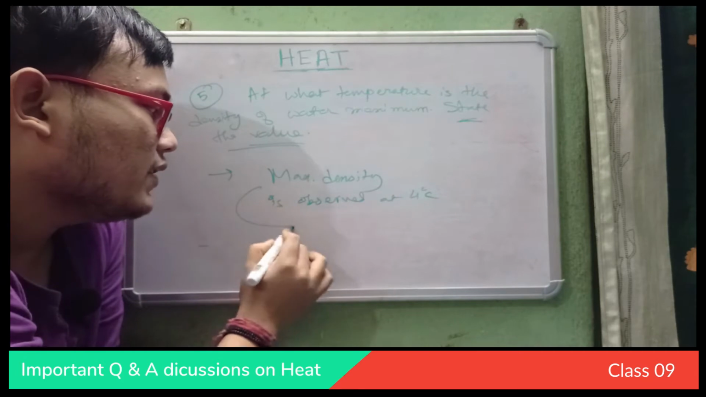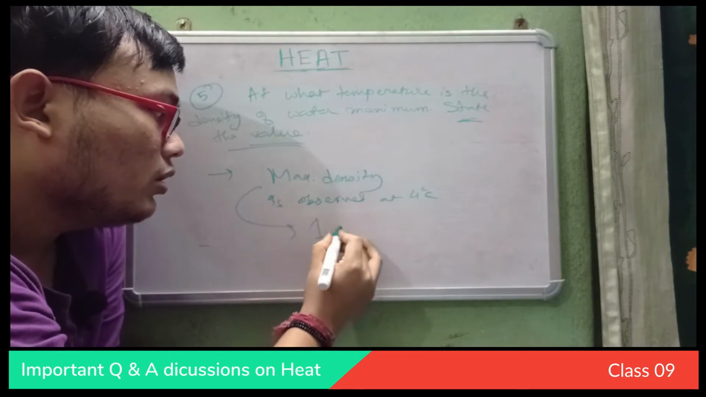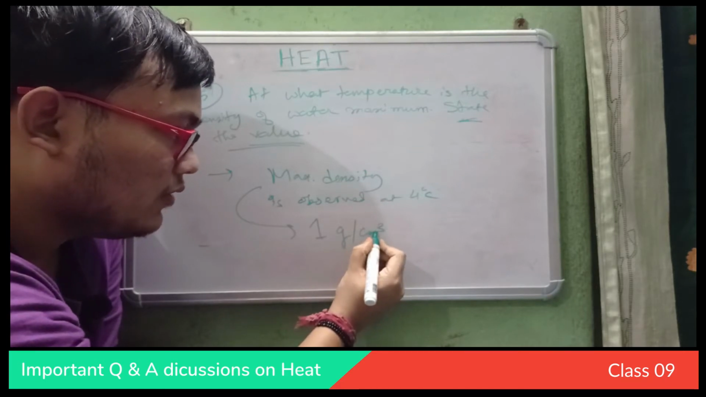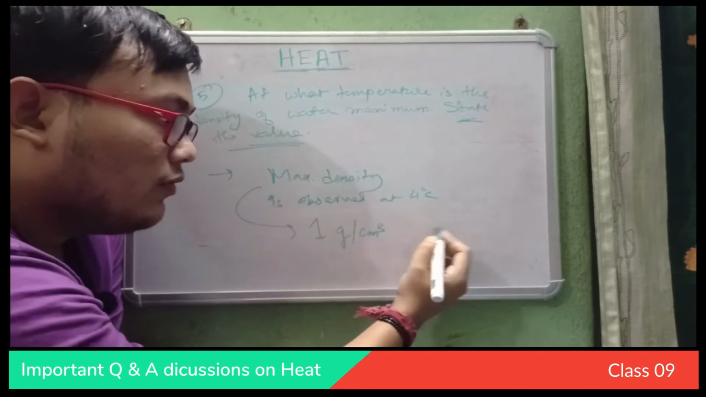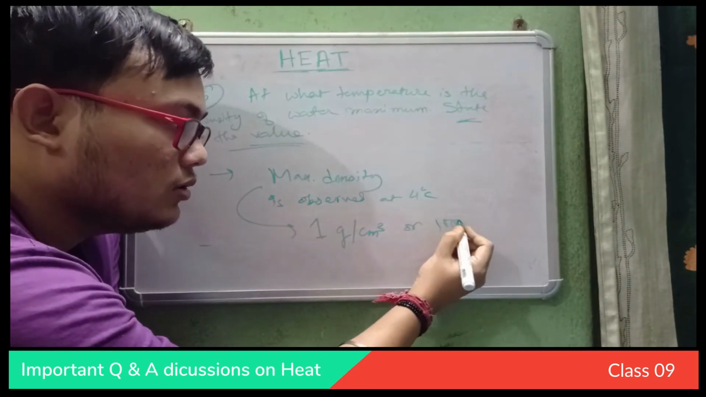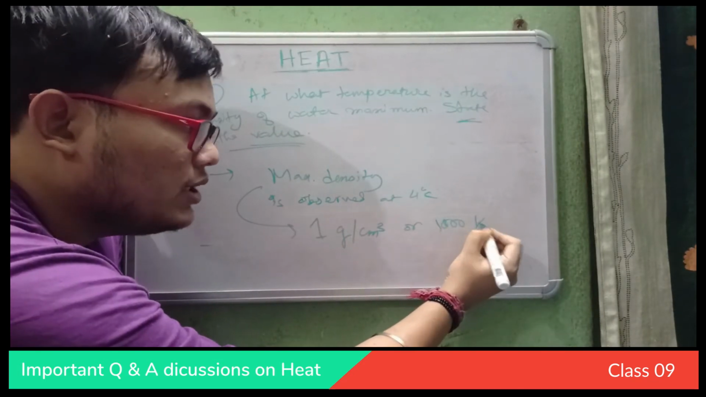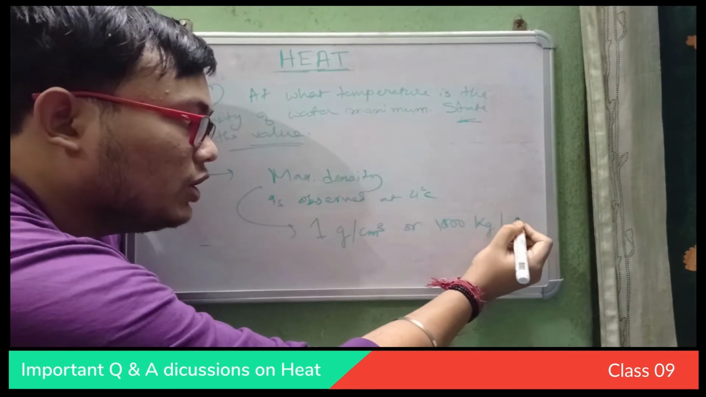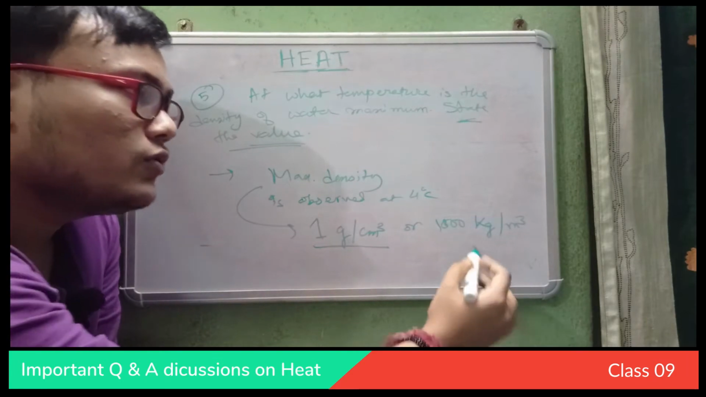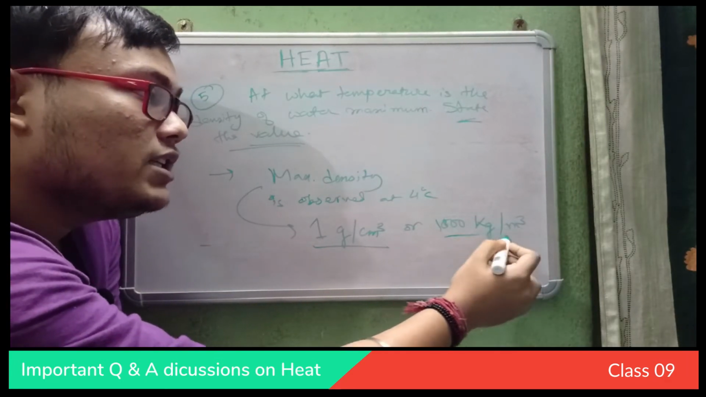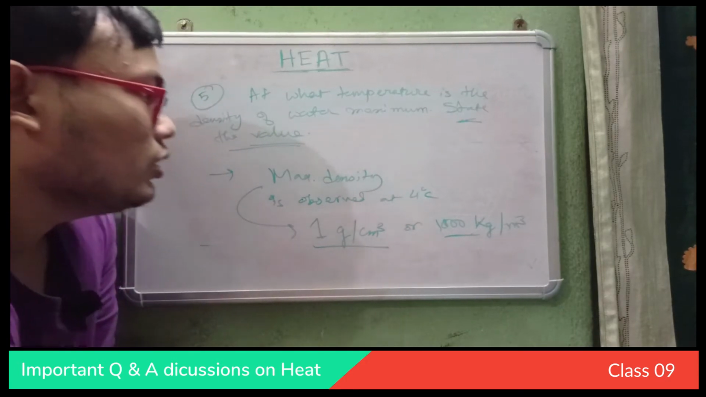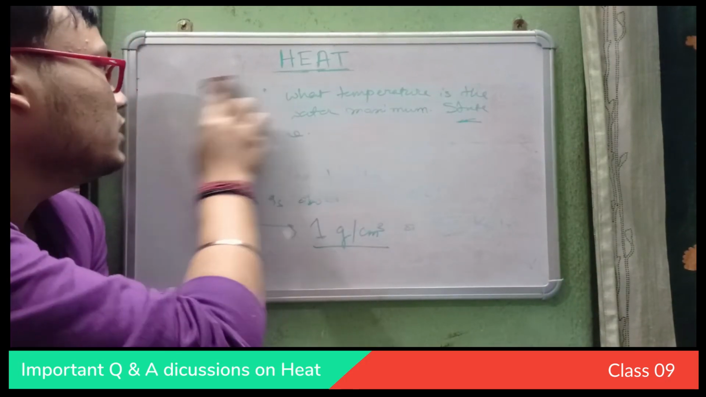So value of this density is 1 gram per centimeter cube, or if you express in terms of kg per meter cube, it is 1000 kg per meter cube. It can be either 1 gram per centimeter cube or 1000 kg per meter cube. Now moving on to the sixth question.